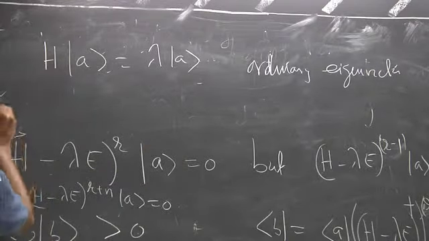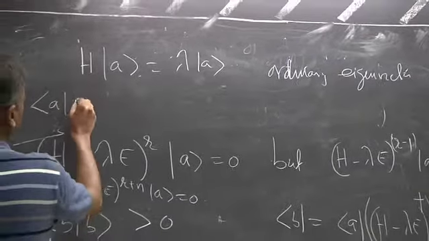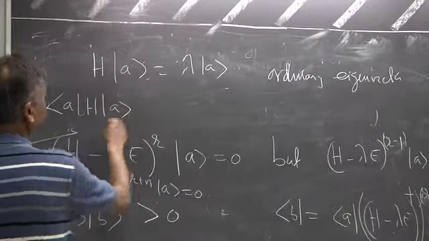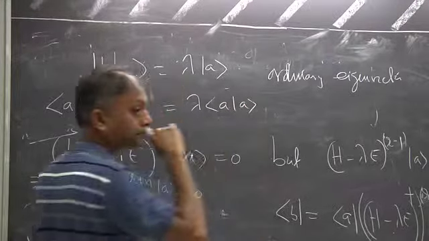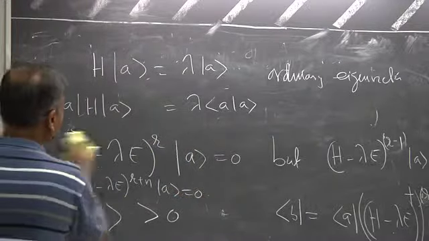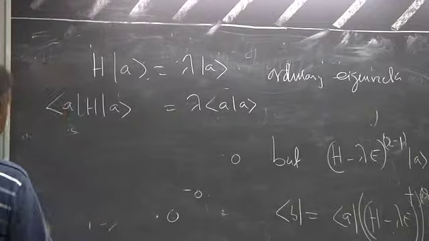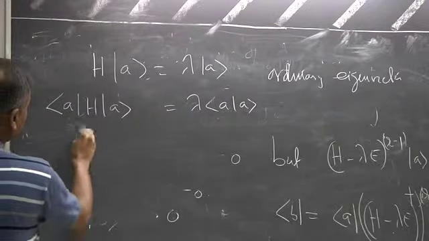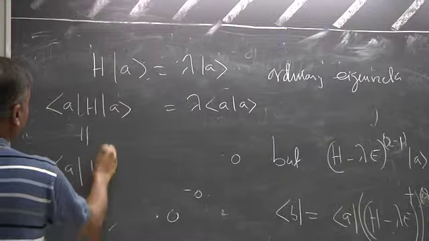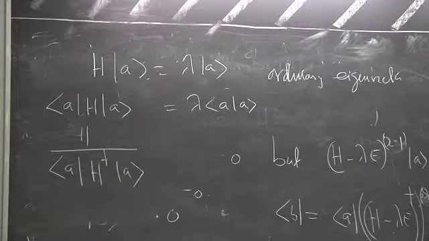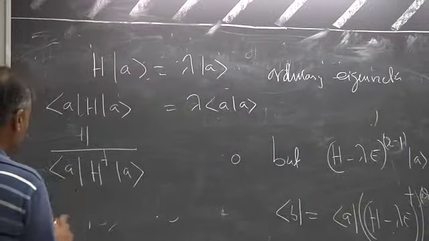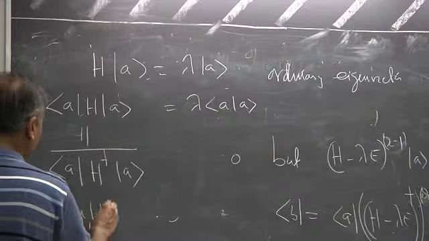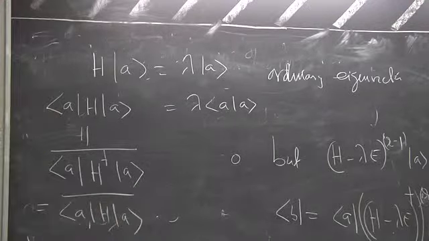So let's take the scalar product of this with the dual of A. So you have that, right? On the right hand side, you get lambda (A, A). But this, by definition of the adjoint, is simply (A, H dagger A) complex conjugate, right? That was the definition of the adjoint. But now we are saying H is Hermitian, so H dagger is H. So this is the same as (A, H A) complex conjugate.